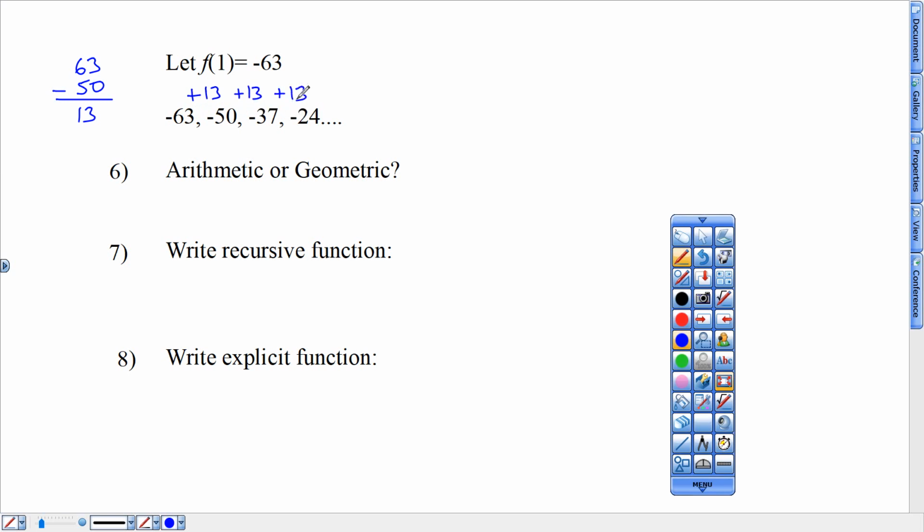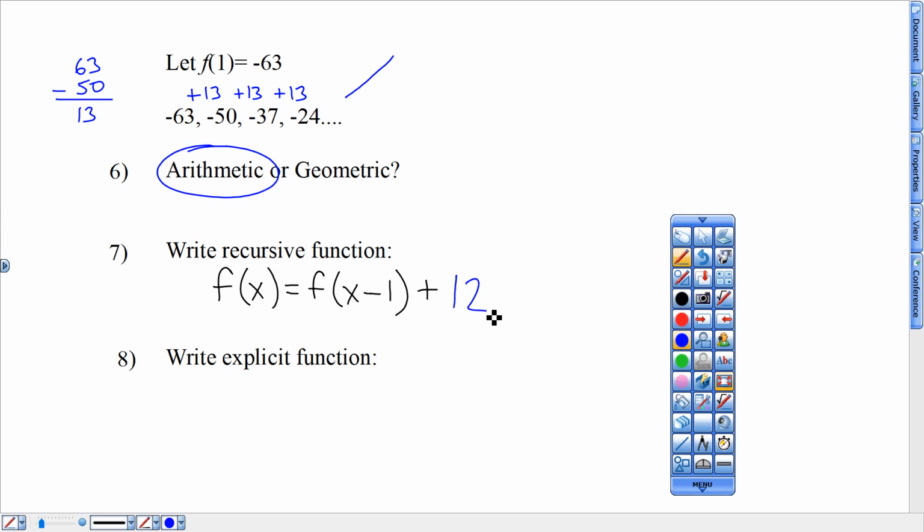Since I'm adding, it is arithmetic, going to be one of these straight line graphs. To find recursive, I just take that 13 and write it. So my equation is f of x equals f of x minus 1. We always write that, but for this one, I write plus 13. That is recursive arithmetic linear. That's going to be a straight line with dots.